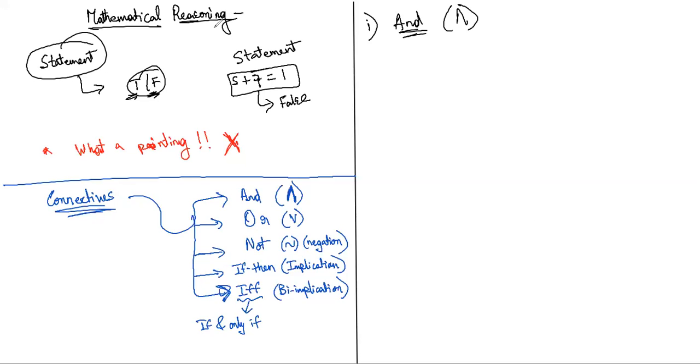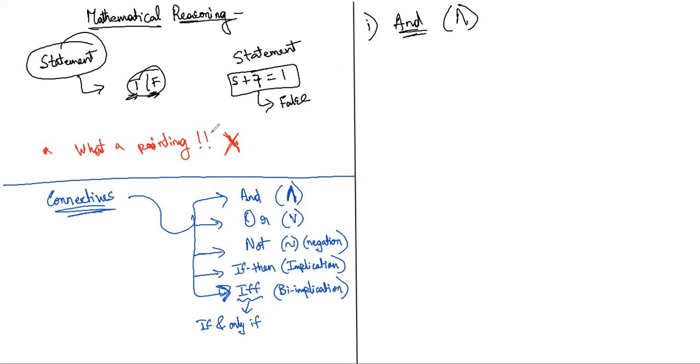So mathematical reasoning deals with statements. Statements are sentences which can either be told to be true or false. For example, 5 plus 7 equal to 1. This is a false statement, but still it is a statement. But something like this, what a painting, is not a statement. Why? Because you cannot tell whether it's true or false. Therefore, it is not counted as a statement.